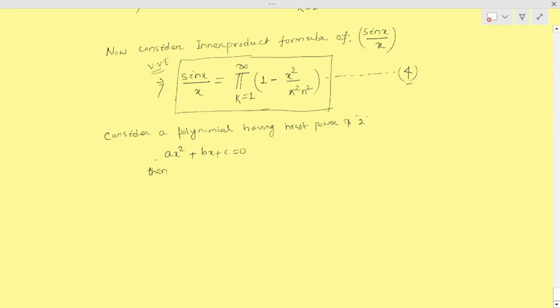how many roots we can get for this polynomial? So it has two roots. Okay, two roots. So suppose one root is x1 and another one is x2. Then the above polynomial, if x1 and x2 are the two roots, can be written as a into x minus x1 into x minus x2 equal to 0, right?